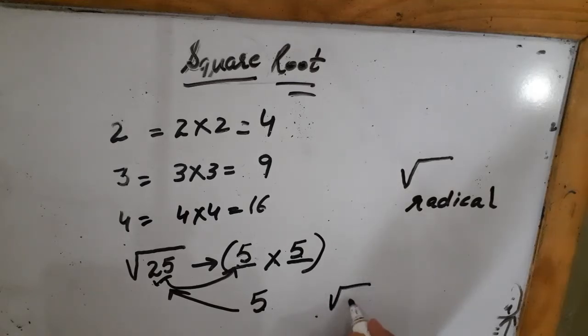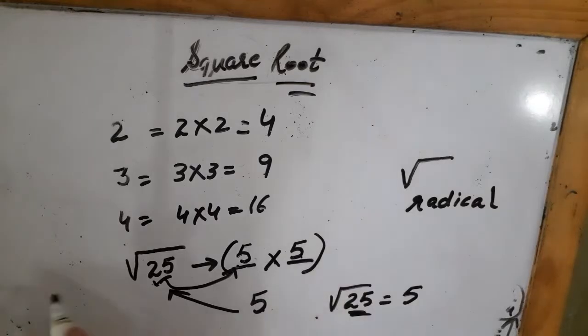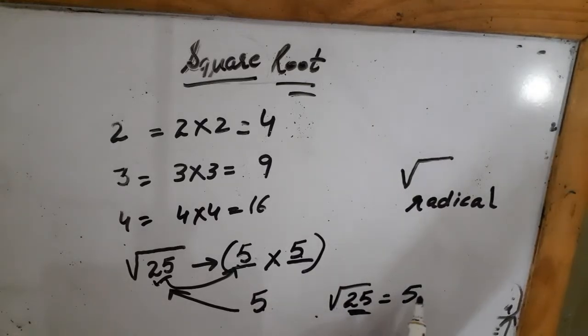Is that clear? So the square root of 25 is 5, because square root means the number which multiplied by itself will give you this number. So 5, if I multiply with itself, 5 5s, it will give you 25. So if I write like this, I can say that the square of 5 is 25 and the square root of 25 is 5.